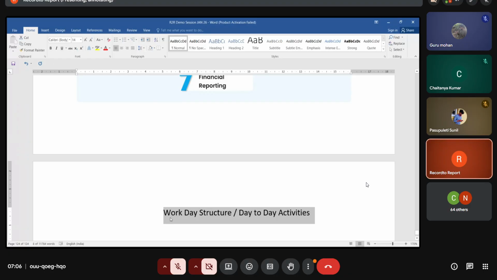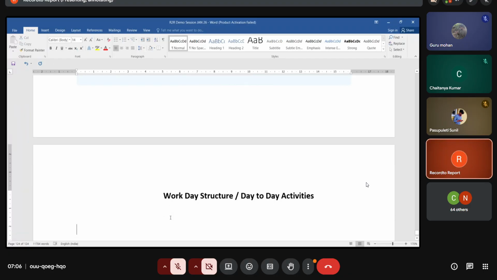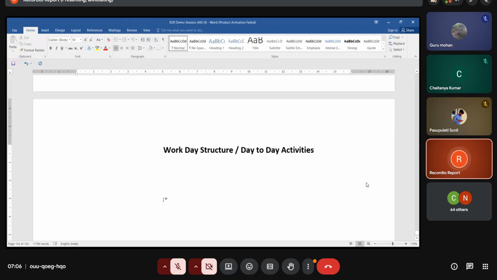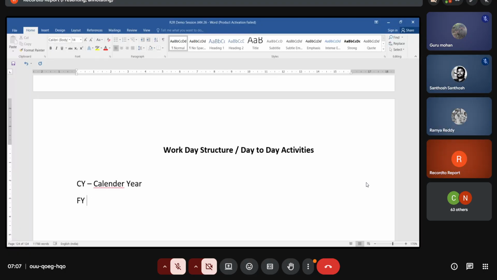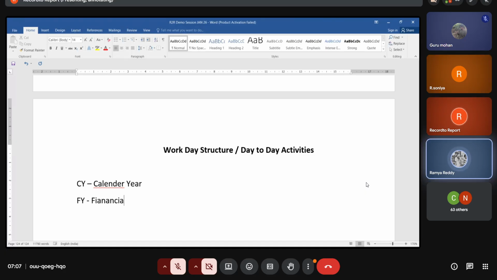Okay, fine. So see, before understanding this workday structure, let's understand the calendar. Then we will come to the day-to-day activities. There are two types of calendars, guys. What are those? CY and FY. What is meant by CY? Calendar year and financial year, also called fiscal year.